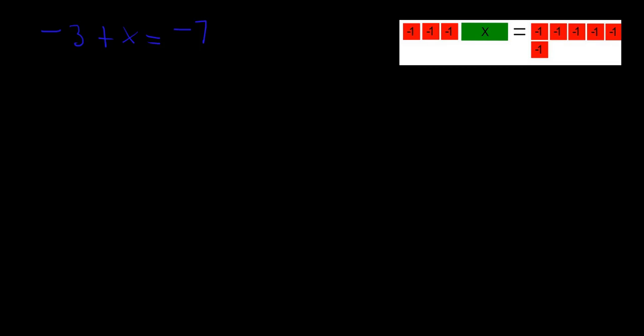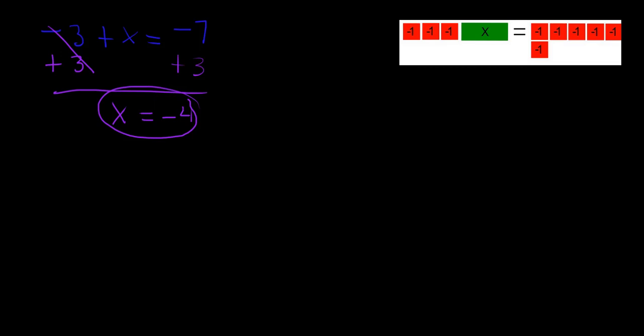So instead, in order to get this negative 3 away, we actually have to add 3, and then we're going to add 3 over here. So x is going to be equal to negative 4 in this situation. x is equal to negative 4. Okay? And that's it. Addition and subtraction with solving equations.